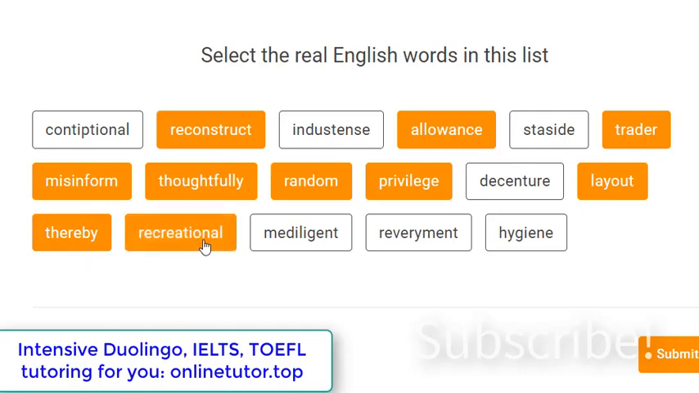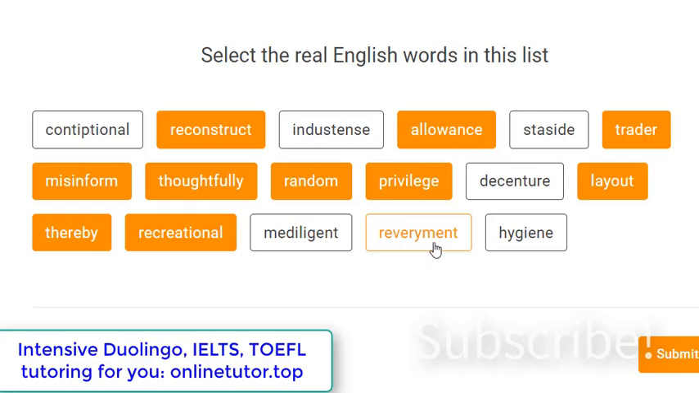Recreational, yes. Recreation, recreational. Several meanings. When you want to recreate something, to create again, yes. And also recreational means a recovery for a person after some hardships or traumas. So recreational facilities, recreational activities.